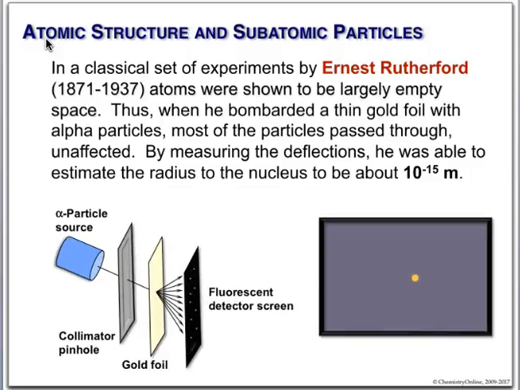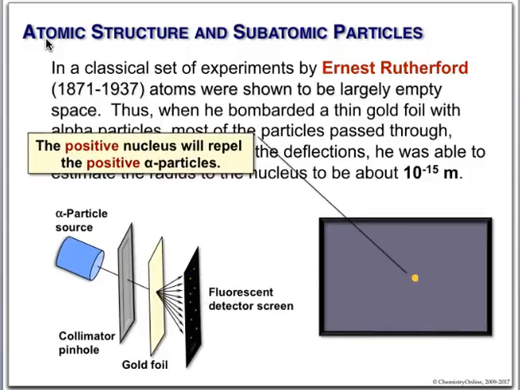All right, let's go back to our opening slide, talking about elements, atomic structure, and stuff like that. These are experiments by Rutherford a long time ago. Using this, he was able to actually measure the diameter of the nucleus of a gold atom. It's kind of an amazing experiment.